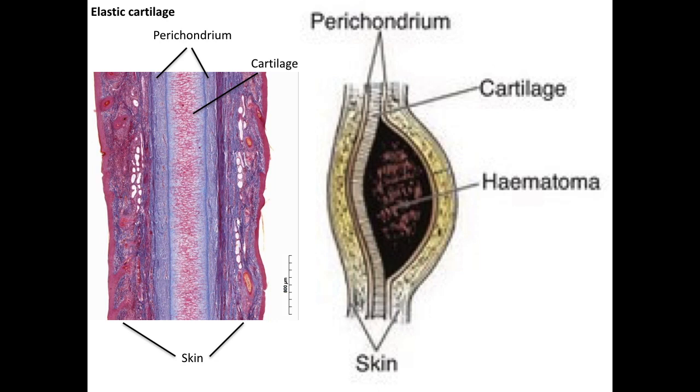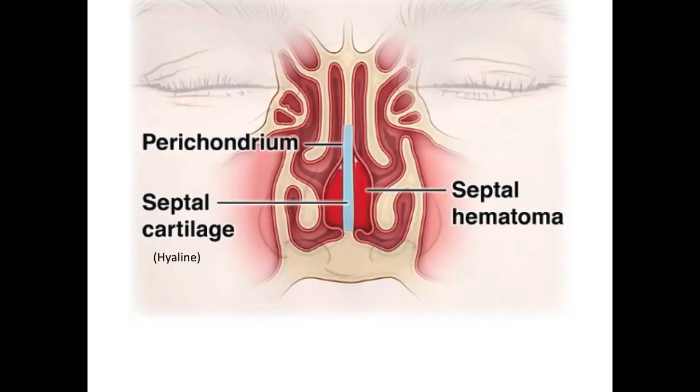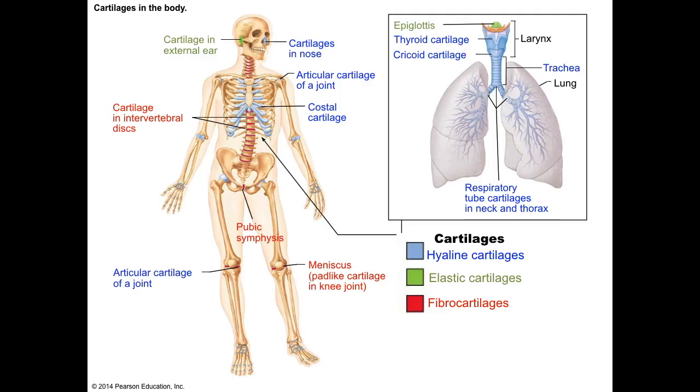So to avoid cauliflower ear, you want to think about how to escape from a chokehold, and also not to turn away from a punch in the face if you are worried about damage to your ear. On the other hand, this may result in a septal hematoma in the hyaline cartilage of your nose. So those are the three types of cartilage, their locations, their general features, and next we're going to look at its close relative, bone tissue.